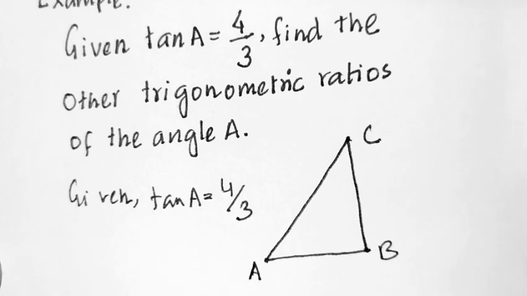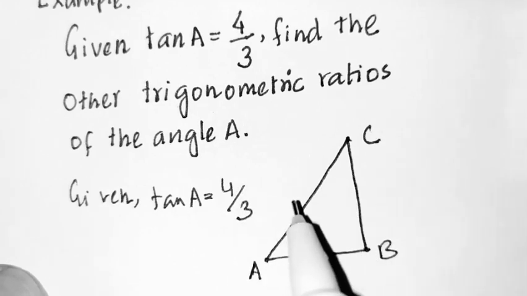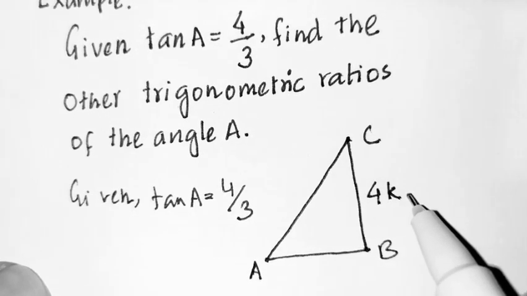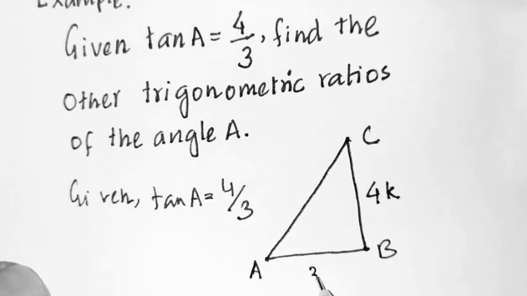Now if we want to solve this problem, then we have to go back to the definition of tan A or tan theta. We know that tan theta or tan A is equal to perpendicular divided by base. Now here, in place of the perpendicular, 4 is given, and in place of the base, 3 is given. But let me remind you that tan A equal to 4 by 3 is a fractional number. So because of that, in place of the perpendicular 4, I can give 4k, where k is any positive number, and in place of AB I can give 3k.